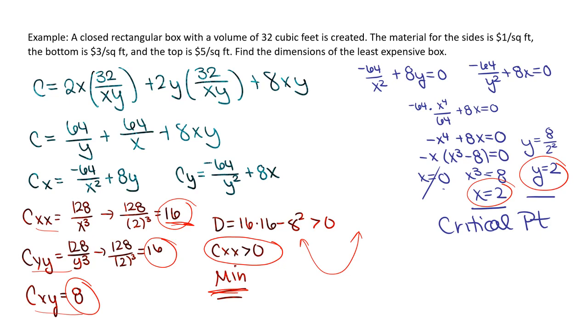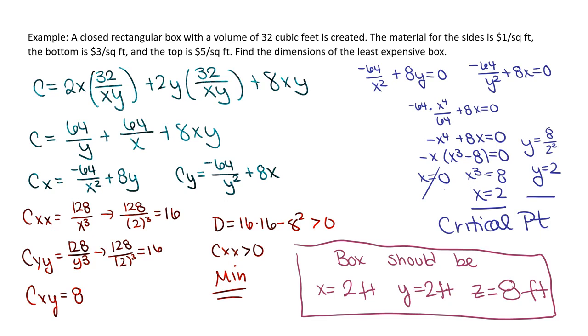So the least expensive box occurs when x is 2, y is 2, and then I guess for completeness we should give the z value as well. I have since erased it, but we said that if the volume is 32, then z would be 32 over xy. So z would be 32 over 2 times 2. That's 8. So the box should have dimensions 2 feet by 2 feet by 8 feet. And there is my final answer.